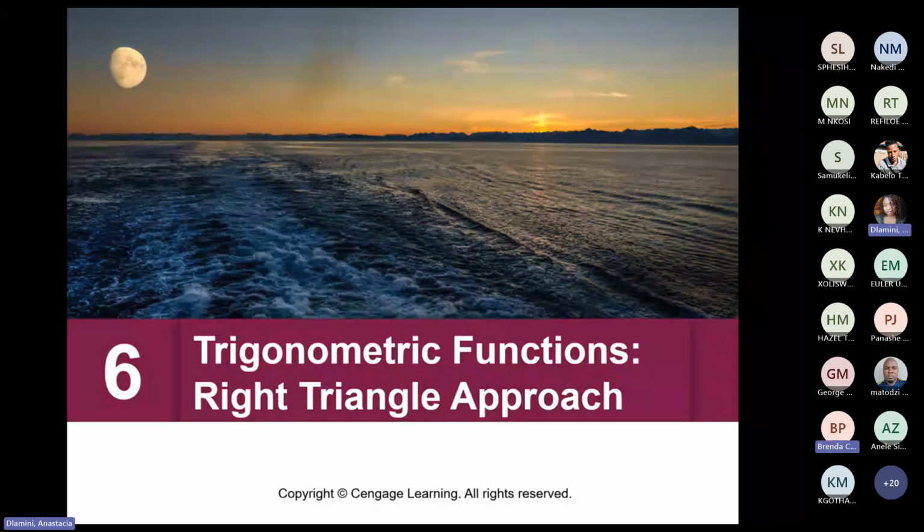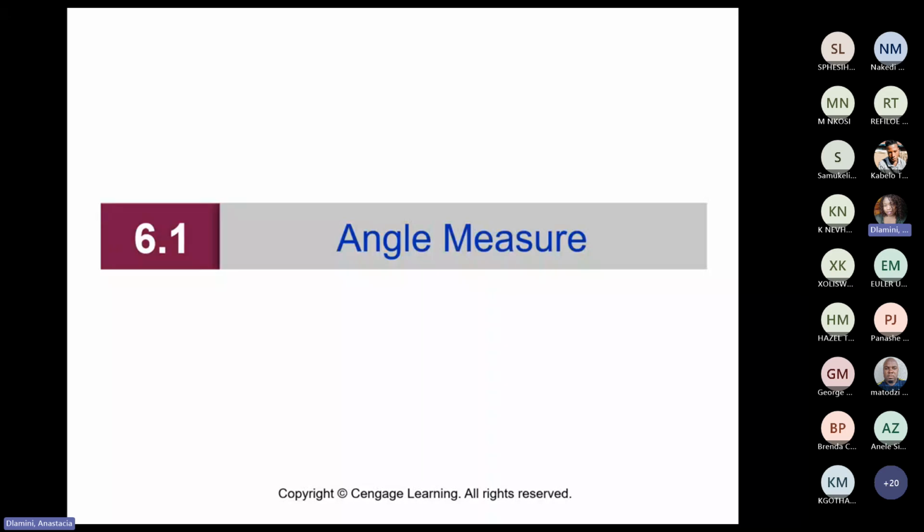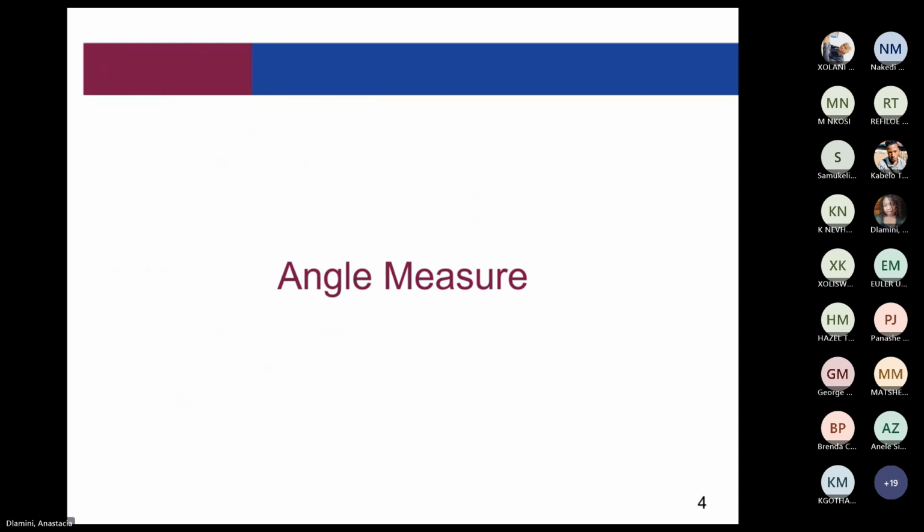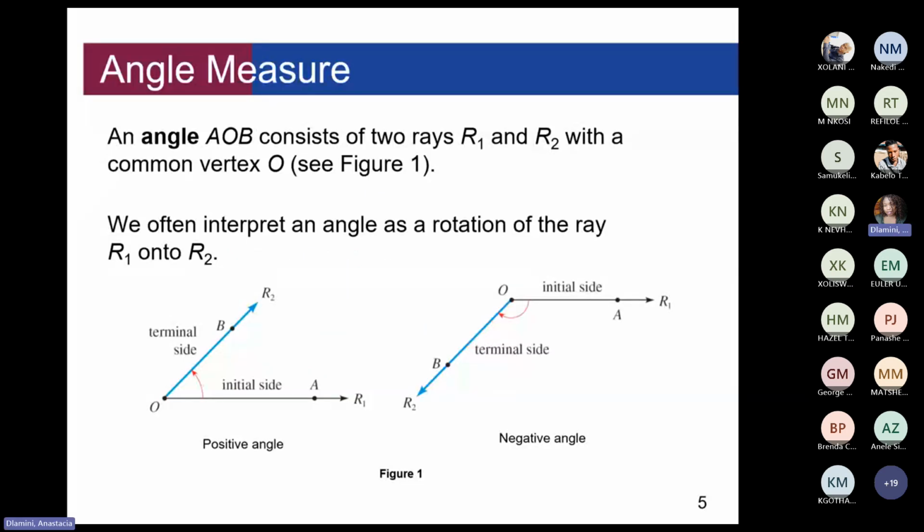True. So angle measures. These are the objectives of this section: angle measures, angle in standard position, length of a circle, area of a circle, circular motion. They say an angle AOB consists of two rays, R1 and R2, with a common vertex. That corner there is a vertex.